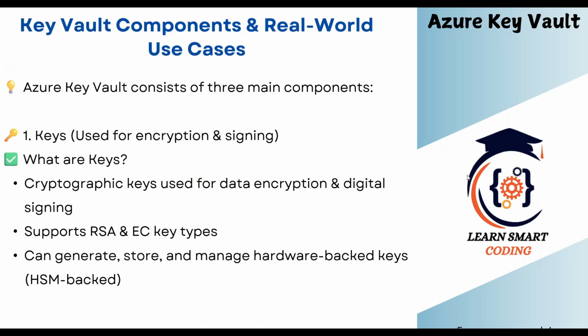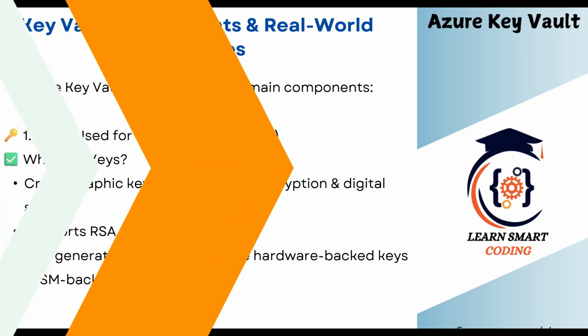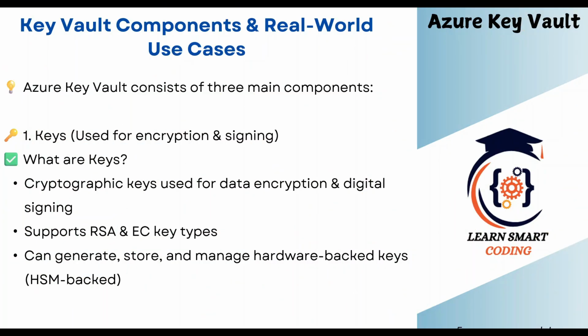So let's come to the components of the Key Vault. There are three main components. The first one is the key. So what are keys? Keys are the cryptographic keys that are used for data encryption and digital signing. I'll explain in a bit. This also supports the RSA algorithm and EC key types. It can generate, store and manage hardware-backed keys. It's very important. It also supports the HSM-backed key.